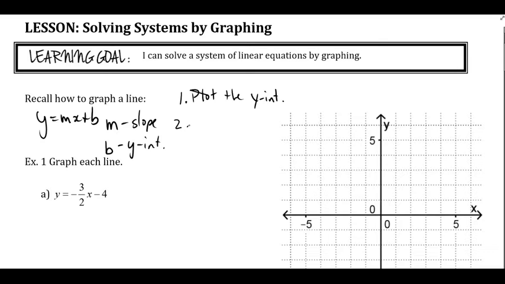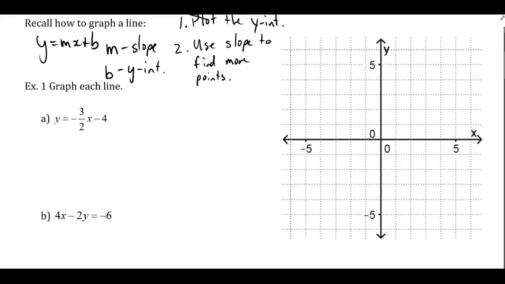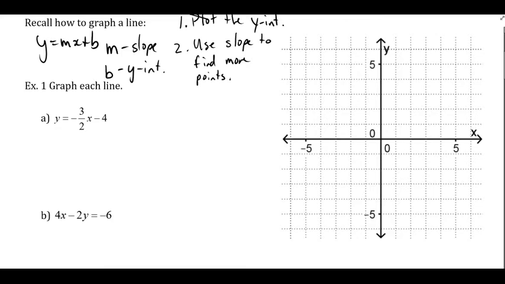Step 2, we're going to use the slope, rise and the run, to find more points. Okay? Let's see this in action. Everybody, it looks like you're all writing this down. That's good. You want to write this down. So for the first one, we're going to identify the slope and identify the y-intercept.